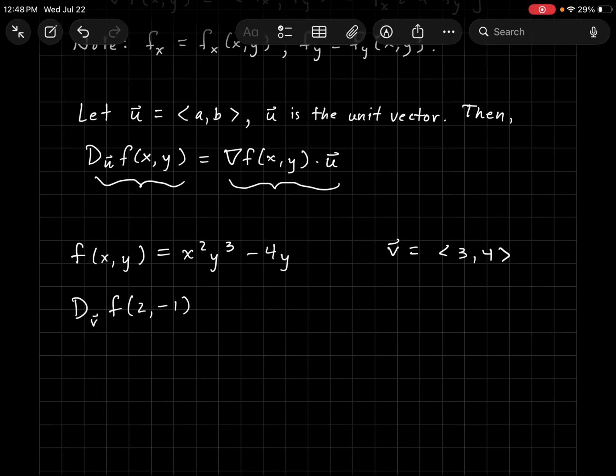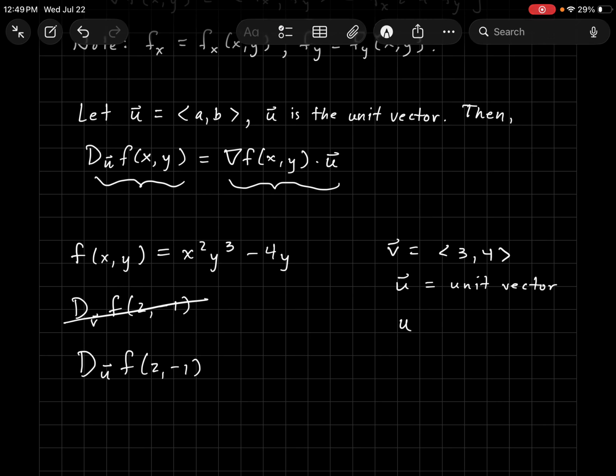Now, do you see an issue with this already? When I want to find the directional derivative, I really should have put the directional derivative in the direction of u, where u has to be a unit vector. That is, u has to be a vector with a magnitude of 1.